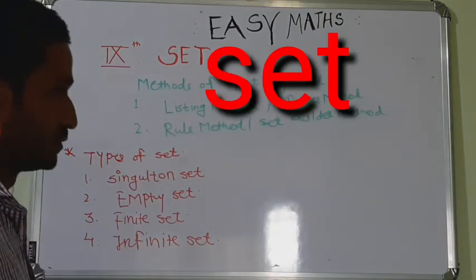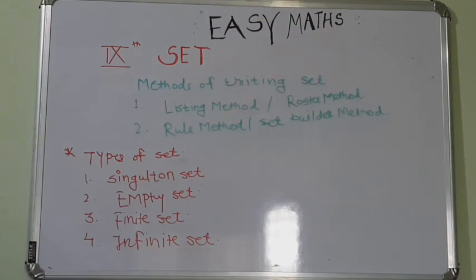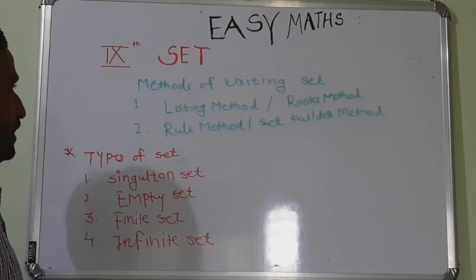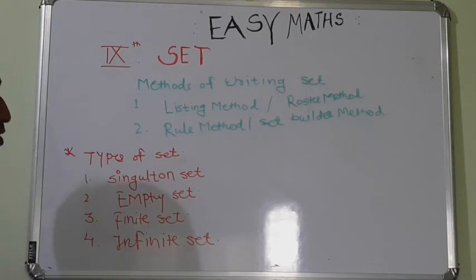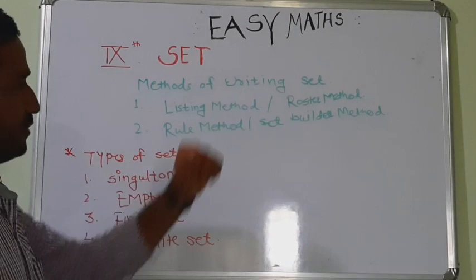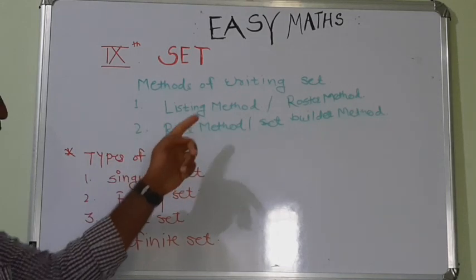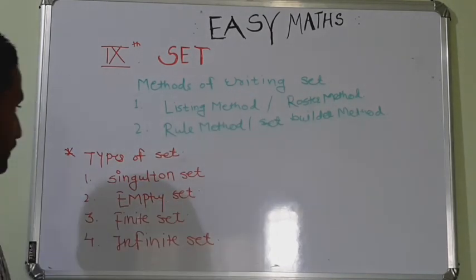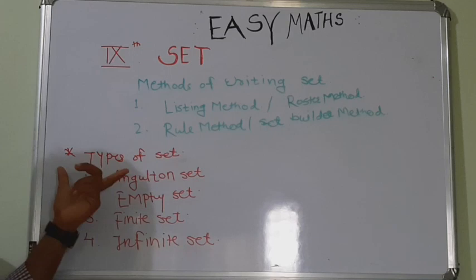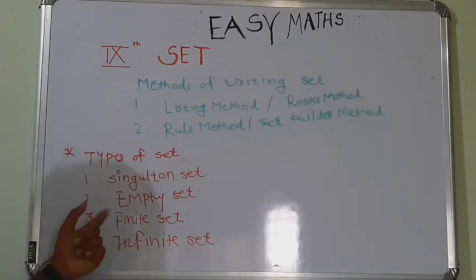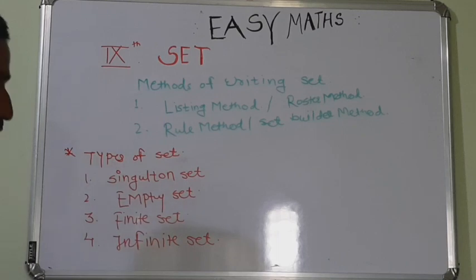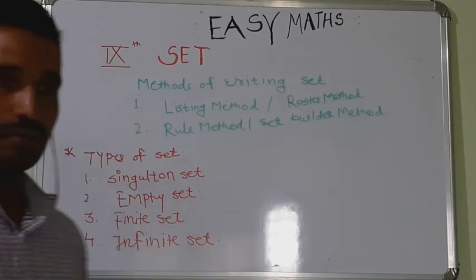Set. Let's see one by one the methods of writing a set. There are two methods of writing a set. First one, listing method or roster method, and second one is rule method or set builder method. Again, there are four types of sets. First one, singleton set. Second one, empty set. Third one, finite set, and fourth one, infinite set. Let's see one by one.